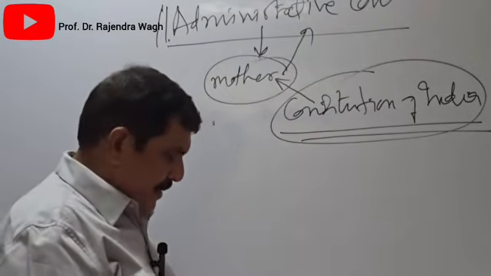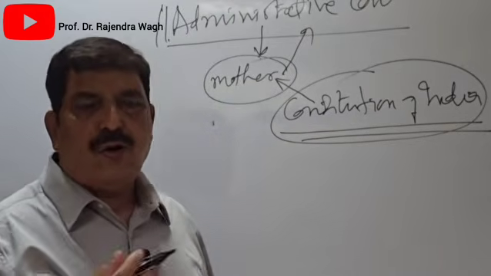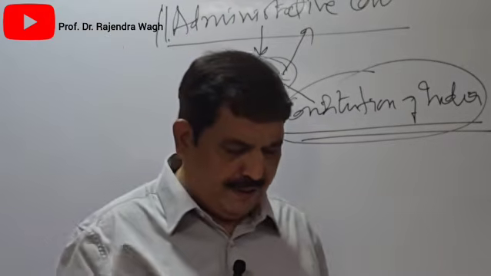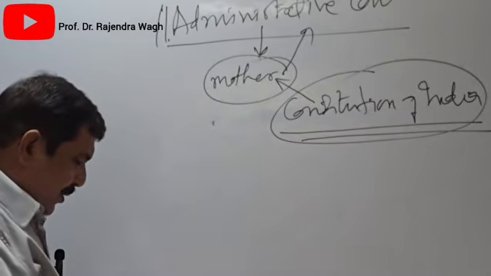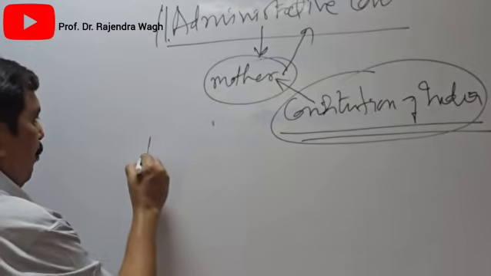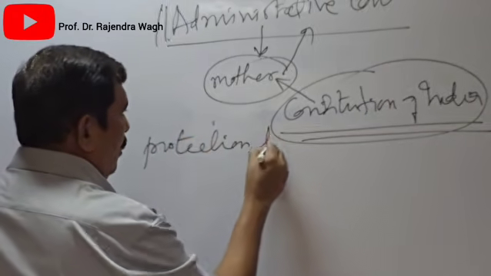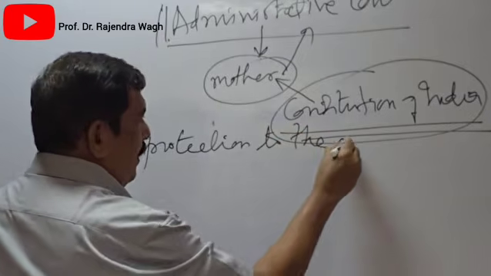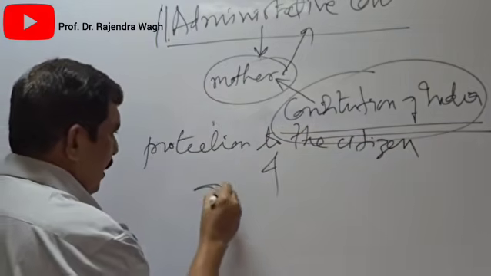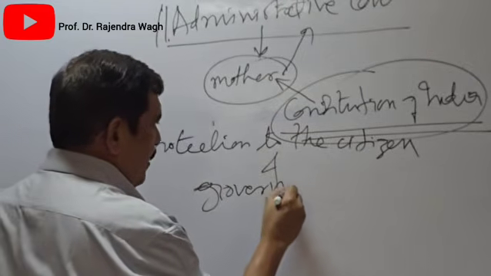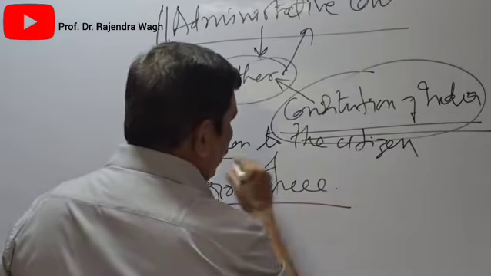Now, friends, apart from this, both the things, the Constitution law as well as administrative law, are nothing but a protection to the citizens' rights and ensure just governance. Protection to the citizens of India, I am talking about, and governance. This is the basic thing. These two things are there.